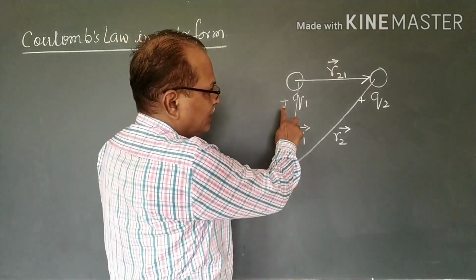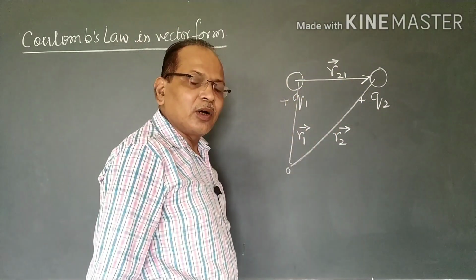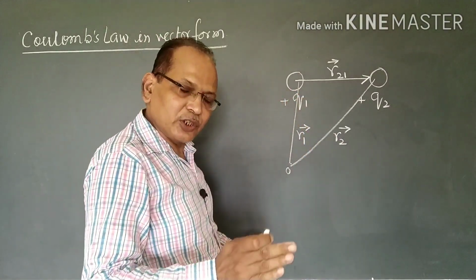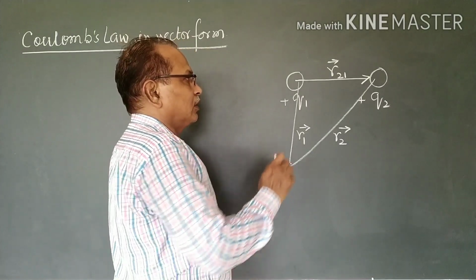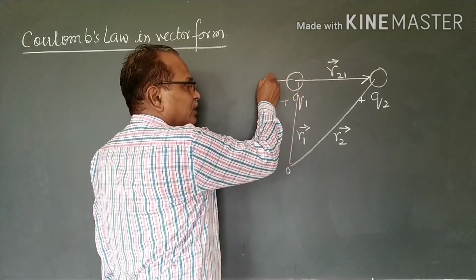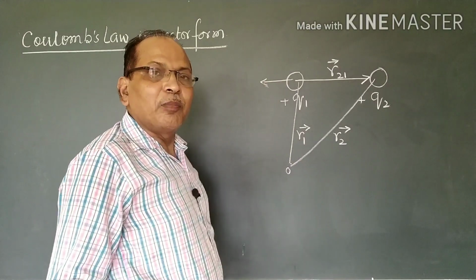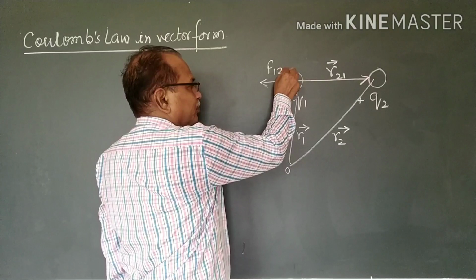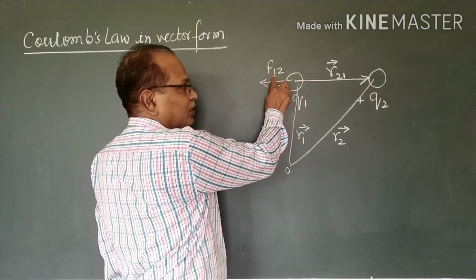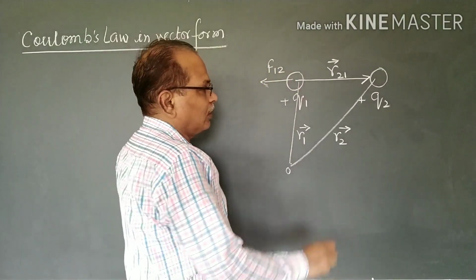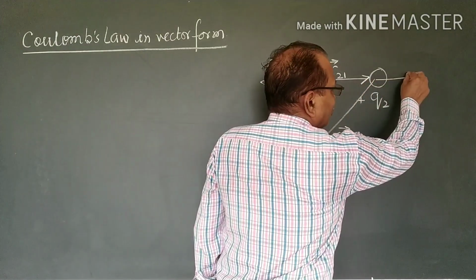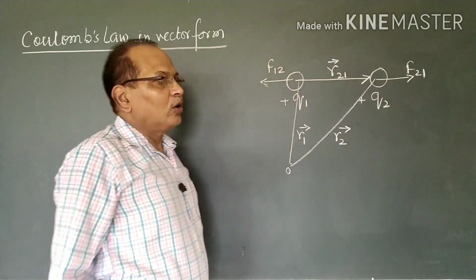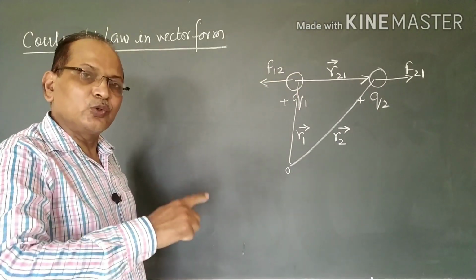Now, as both the charges are positively charged, they will feel the force of repulsion between them. This will be the force on the first charge by the second charge. Let it be F12. F12 is the force on the first charge due to the second charge. This will be the force F21, the force on the second charge due to the first charge.